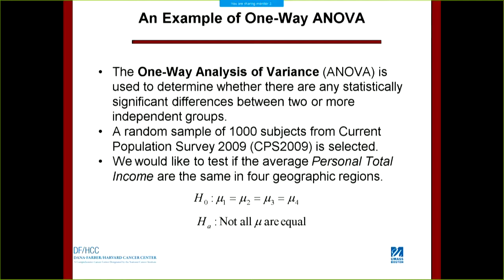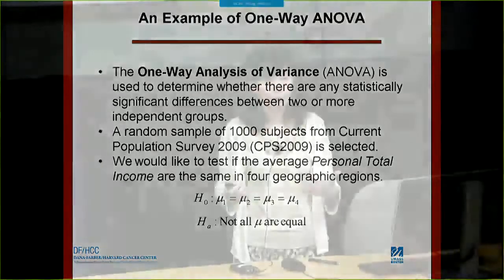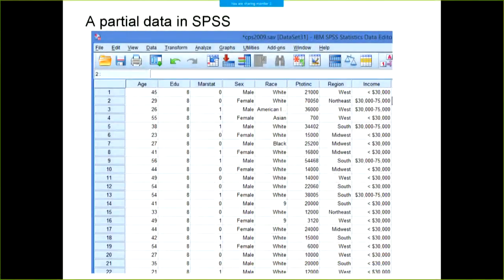So my null hypothesis here is that there are 4 geographical regions, and they all have the same personal total income. And the alternative hypothesis is that they are not the same, which means one or two pairs may have a significant difference in terms of the average value of the personal total income. So here is the data in the SPSS spreadsheet. I will show SPSS procedures first, and then show the SAS program.